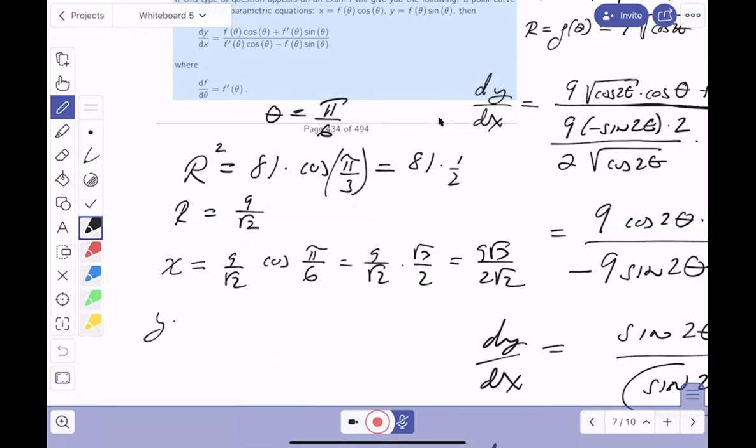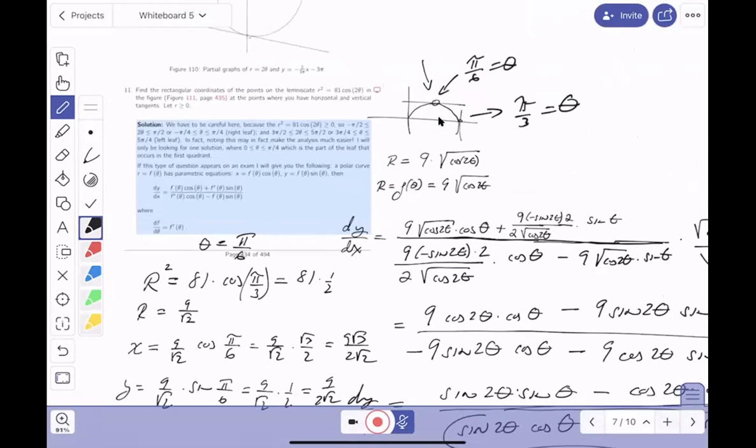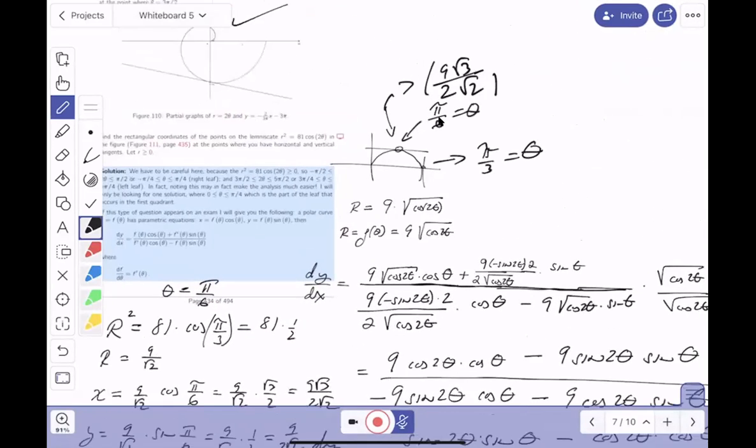Let's do y. And that's going to be r, which is 9 over root 2, times the sine of pi over 6. Pi over 6 is a 30-degree angle. And that's going to be a half. So 9 over root 2 times 1/2, which is going to be 9 over 2 root 2. So I got this point over here. And this point over here is going to be 9 root 3 over 2 root 2, comma, and the other one was 9 over 2 root 2.